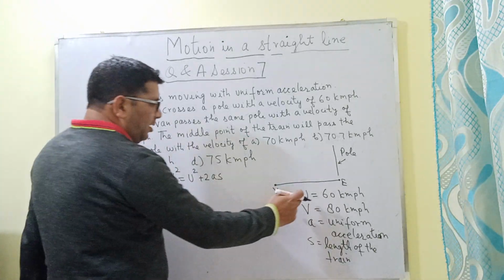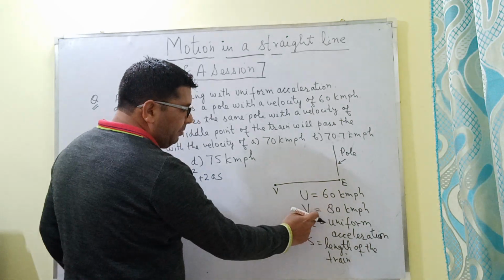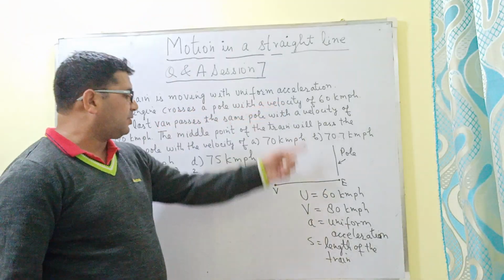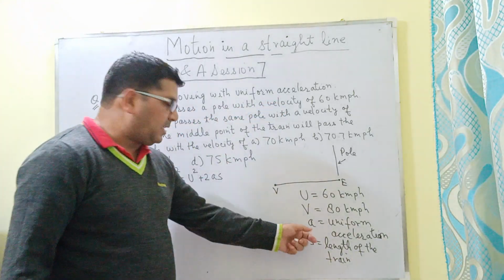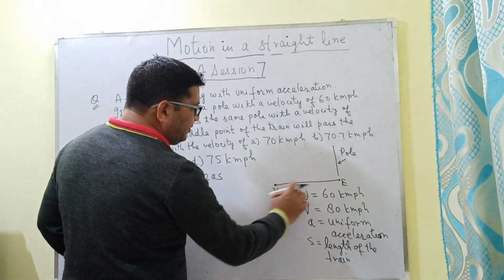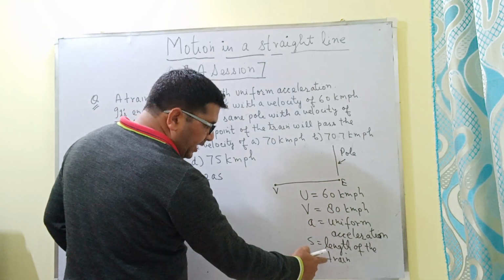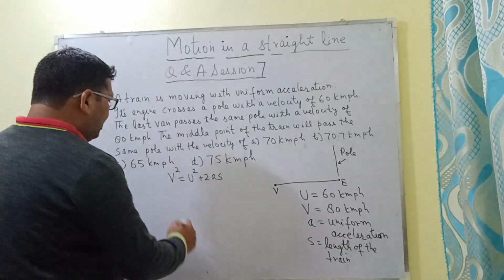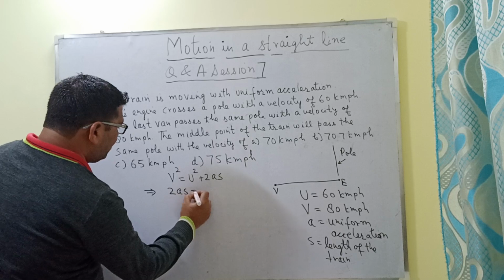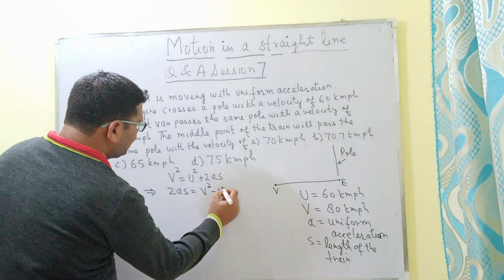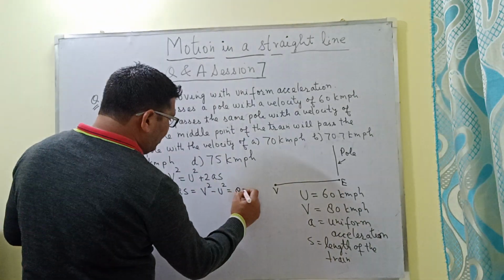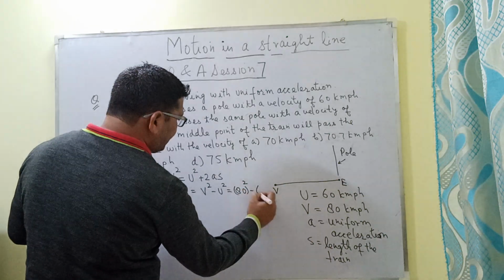So here u will be equal to 60 km per hour, v will be equal to 80 km per hour, and a is the uniform acceleration, since the train is moving with uniform acceleration. The distance covered will be equal to the length of the train, which I have taken as s. So from this equation we can write that 2as is equal to v square minus u square, which is 80 square minus 60 square.